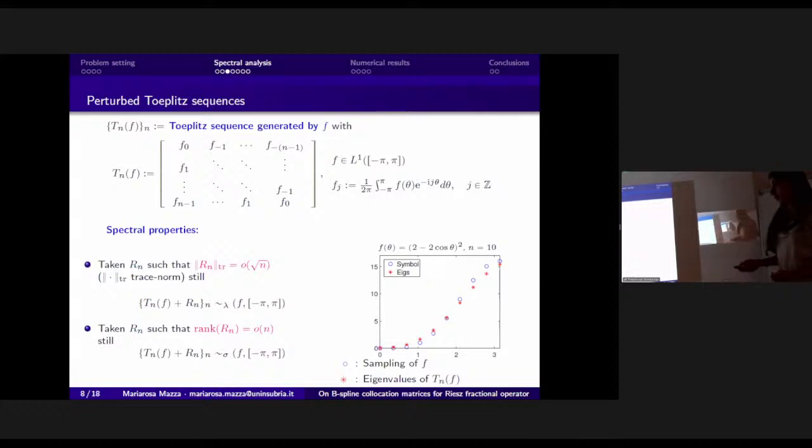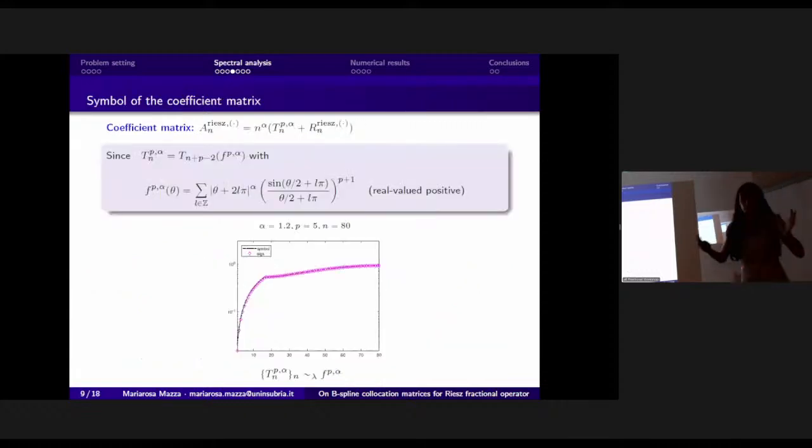But if we're adding to a Toeplitz a correction whose trace norm is growing slower than the square root of n, then the distribution result still holds in the eigenvalue sense. And moreover, if we add to a Toeplitz a rank correction, whose rank is growing slower than n, then the distribution holds in the singular value sense. Okay, we need all this information to get information on our problem.